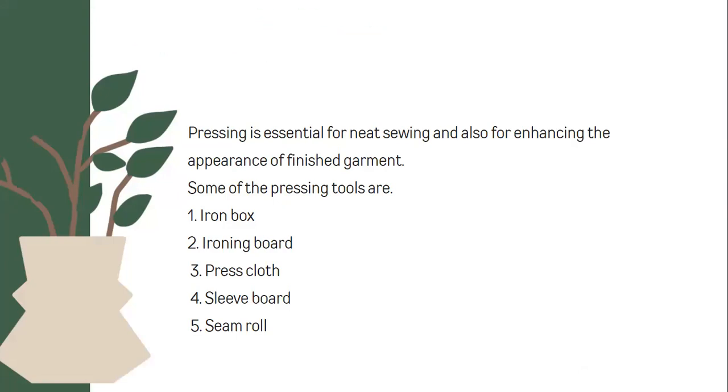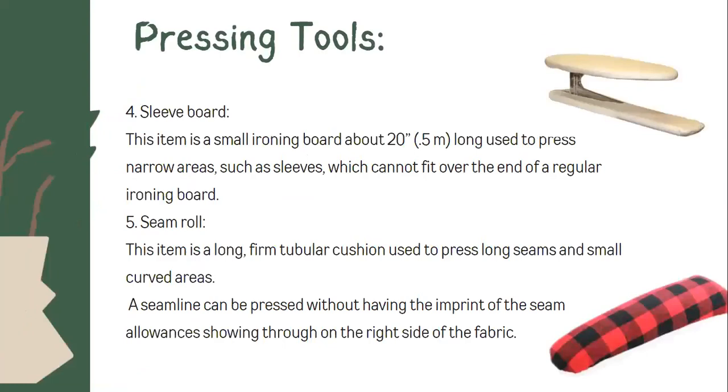Let's see what these are. We are all familiar with the iron box and the ironing board. The iron box is what we use every day to iron our clothes. The ironing board is the board on which you are ironing, that's all. The press cloth is also the cloth that is used to press it.